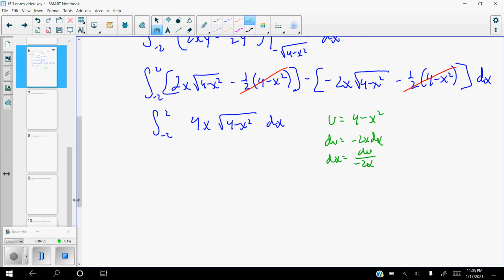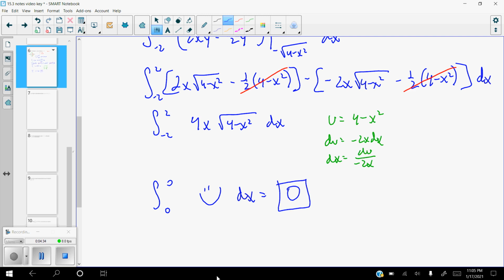So changing the bounds, let's see, plugging in -2 for x, I'm going to get 4 minus 4, so that's 0. Plugging in +2, I also happen to get 4 minus 4, which is 0, which is even better because now I don't really care what the integral was. It doesn't matter because my integral goes from 0 to 0, so that gives me a volume of 0.